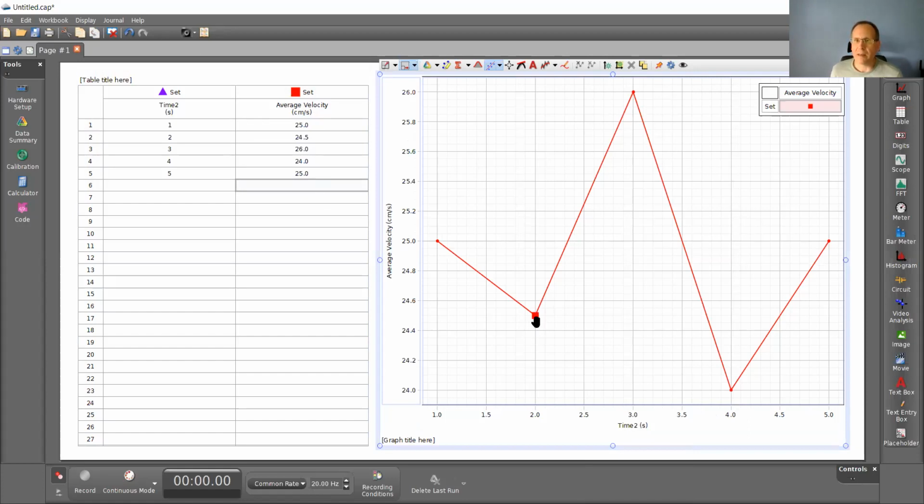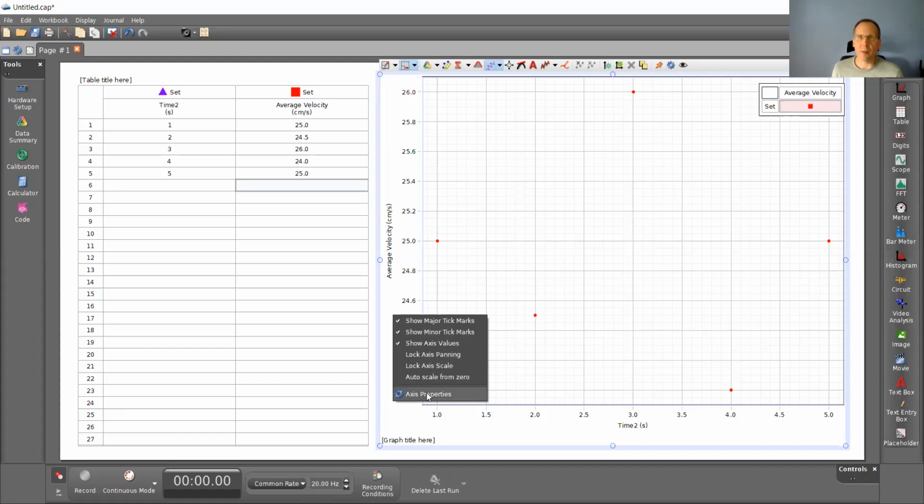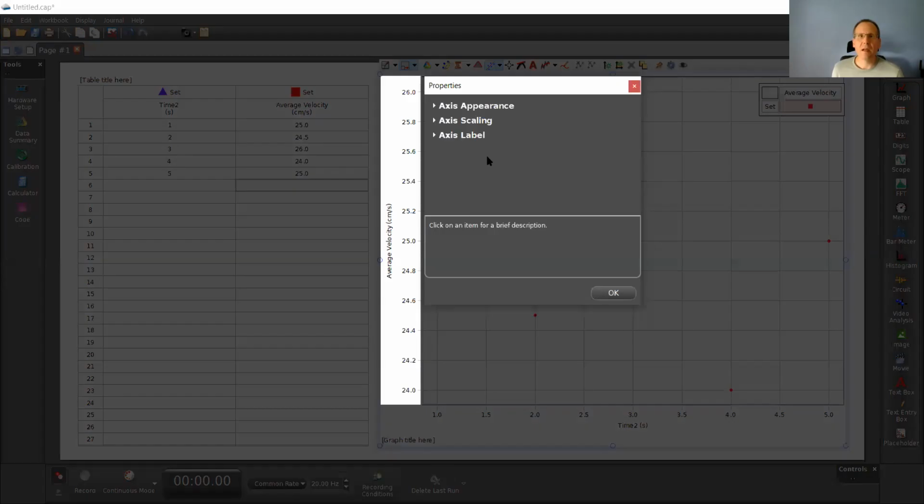Here's what you need to do for this particular graph. First of all, get rid of the line segment connections as usual. So I'll highlight a point, right click, unconnect, show connecting lines. Then I'm going to go over to the y-axis, anywhere where you see that double arrow there. I'll right click, go to axis properties, axis scaling, and then I'm going to change the maximum and minimum value.